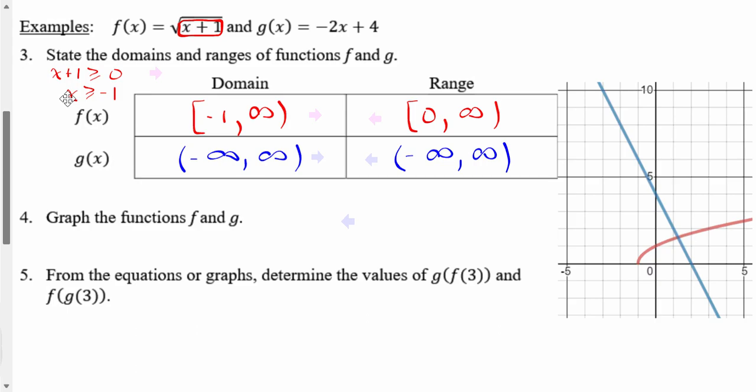For the range for this function, the smallest that the radicand can be is 0 and then it gets bigger, and because my radical has an invisible positive sign in front, I can only get positive outputs or 0 from that f of x function. So that's where we get the range 0 to infinity. And looking at the graph, we can see that clearly as well. For the g of x function, it's linear, and we can see the line on the graph. Both domain and range, x and y, can be all real numbers.